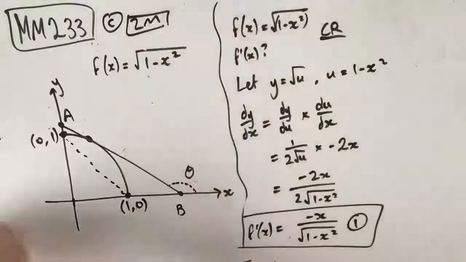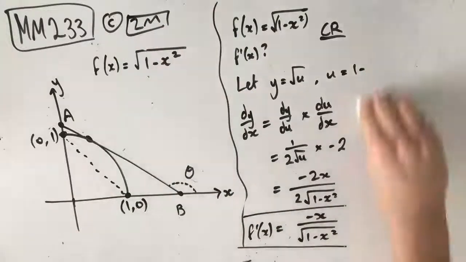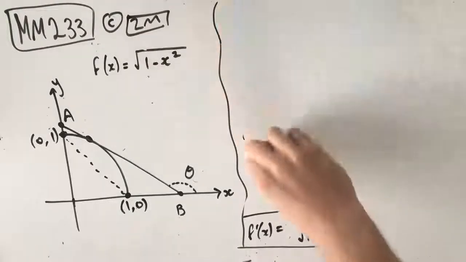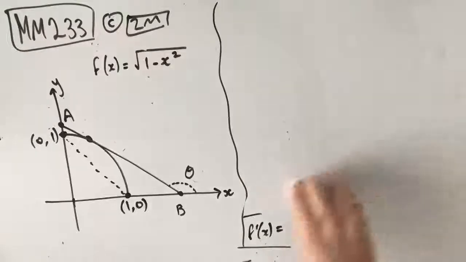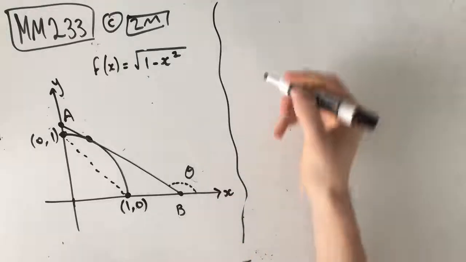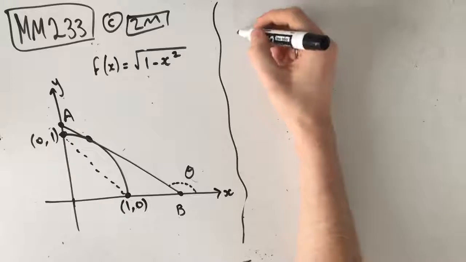2 marks. And what we're trying to do is find the value of theta such that the line AB is a tangent to f of x at x equals root 3 on 2. So the biggest thing about this one, guys, is if we're trying to find theta, we're not going to be able to do that without finding the gradient of the line. So the gradient of the line is our first step to finding theta. So let's deal with that first.